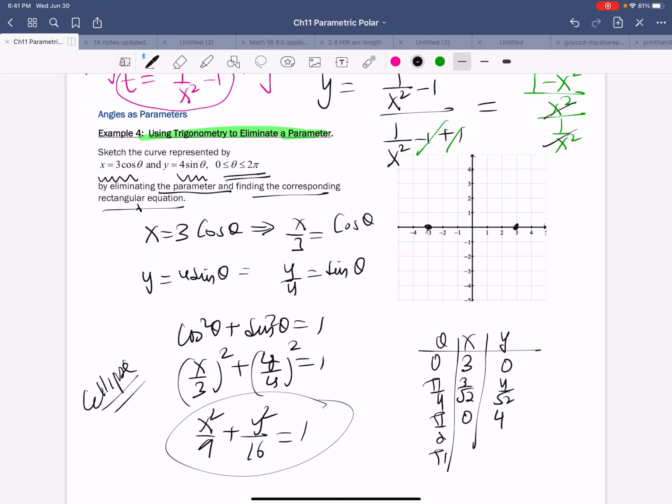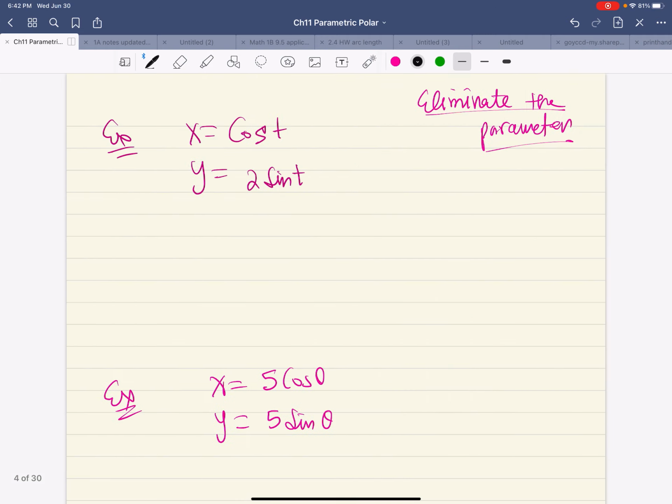when x is 3, y is 0, and when x is 0, y is 4. So it is going to be an ellipse that looks like this. Starting from theta 0, here is the direction we were moving in: 0, 3, pi over 4. Yes, that's the ellipse equation.